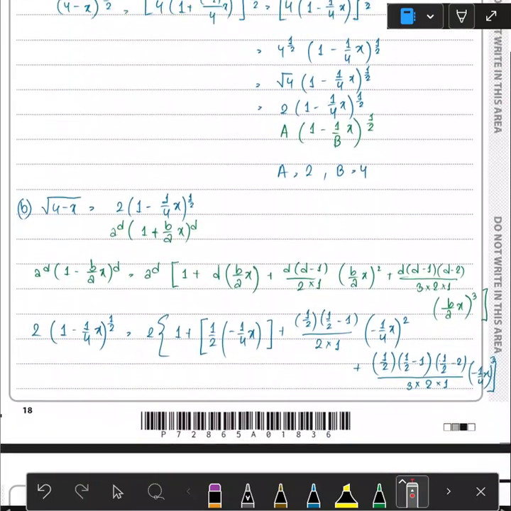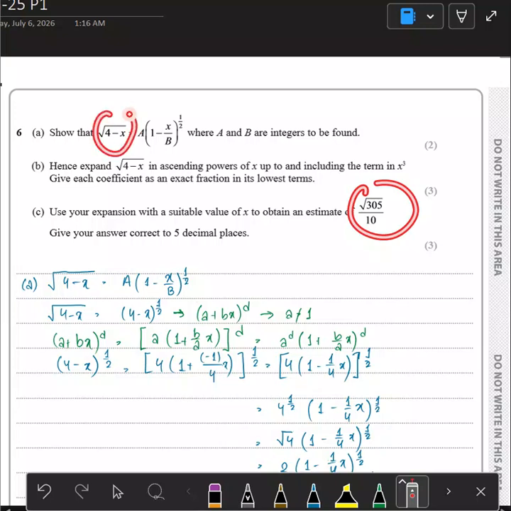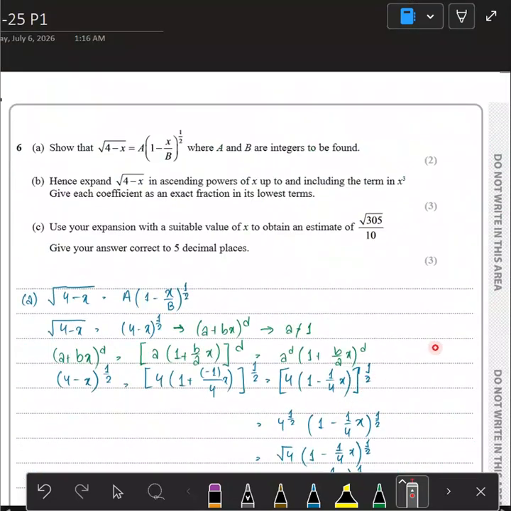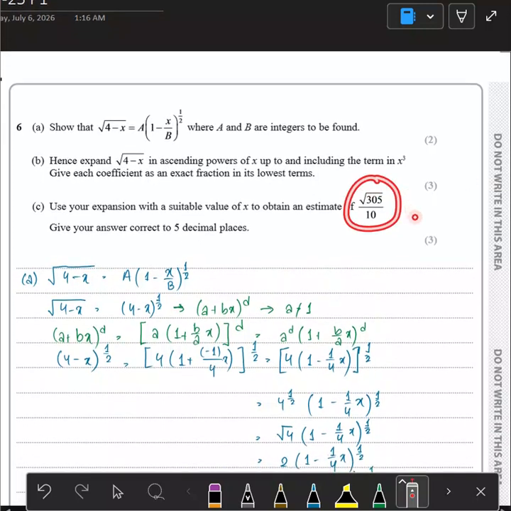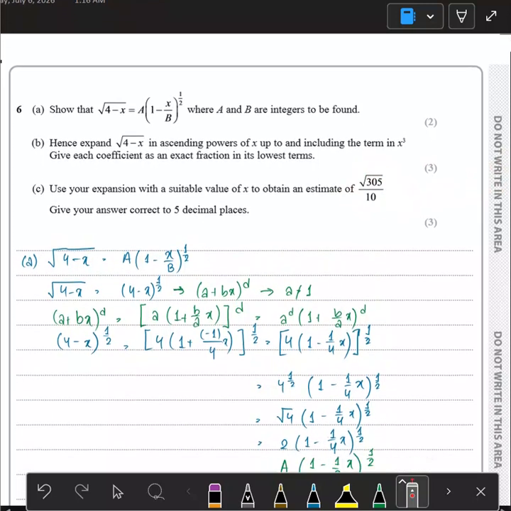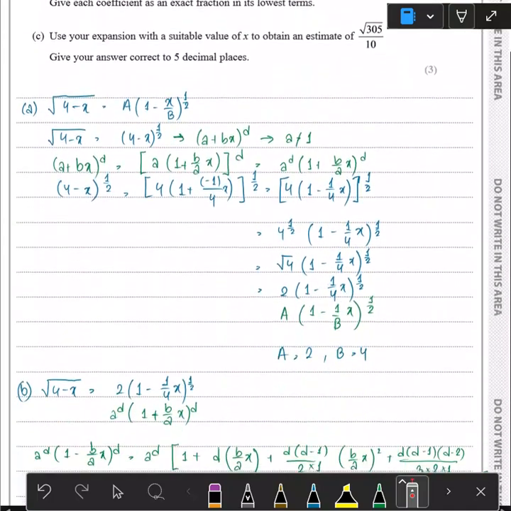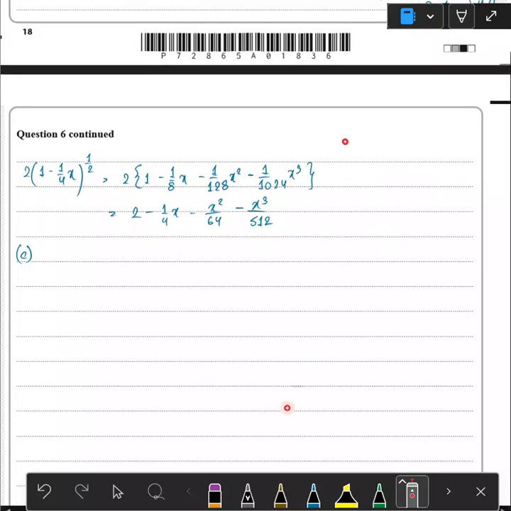So at first you have to make these two look alike so that you can equate them and find the x value for which root over 4 minus x will be equal to root over 305 by 10. Otherwise, you can't just assume that they will be equal. You have to make it look alike. So, we have been given 4 minus x, and now we have root over 305 by 10.